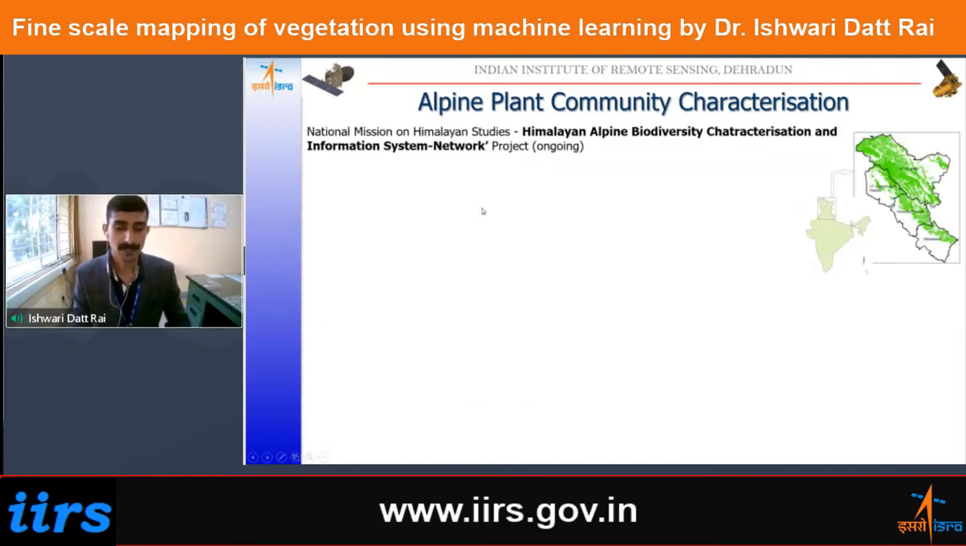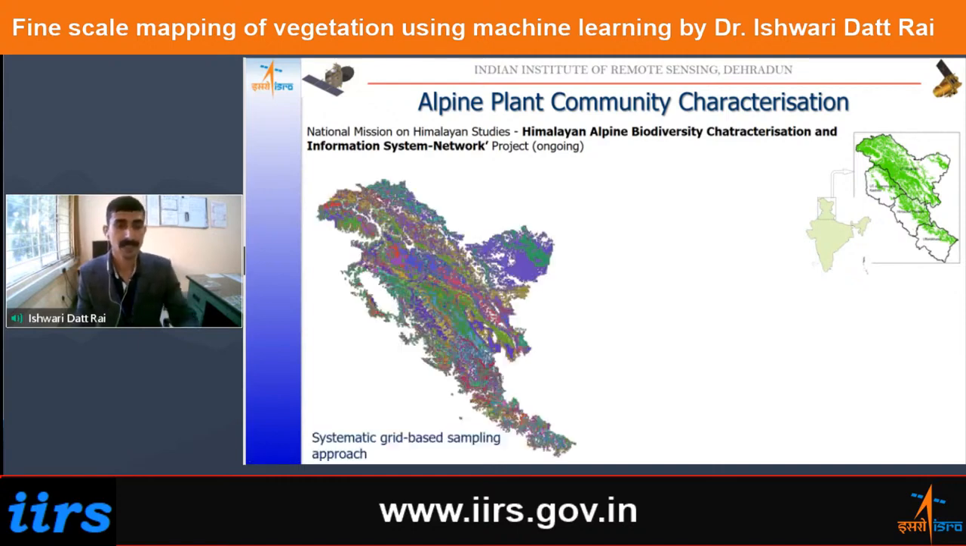So later on, we took a large project for the entire Western Himalayan region. So you can see here, this is around 2 lakh square kilometer area of the entire Western Himalaya. This project is an ongoing project. And with the help of the systematic grid-based sampling approach, we divided our sampling units for the entire Western Himalayan area. And we have 7 partner or collaborating organizations which work on different regions in this Western Himalayan landscape of the alpine area.